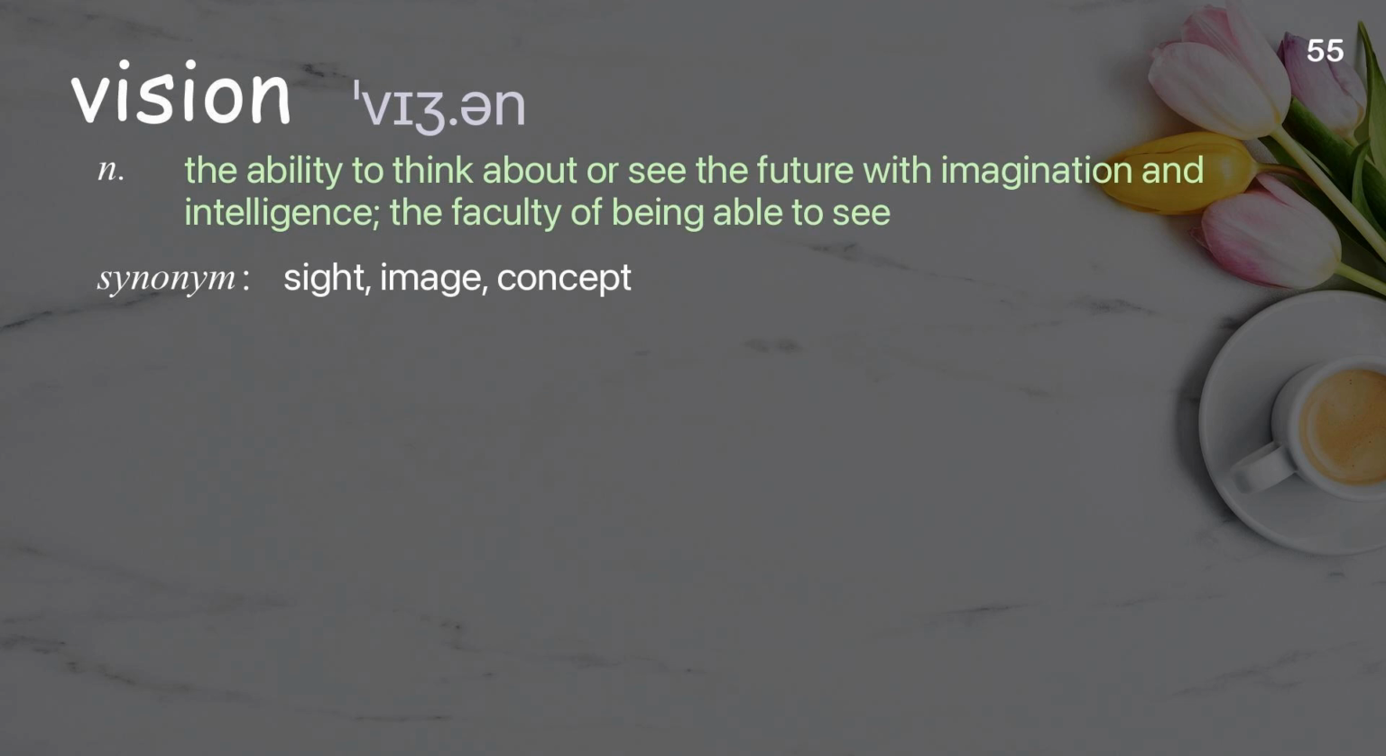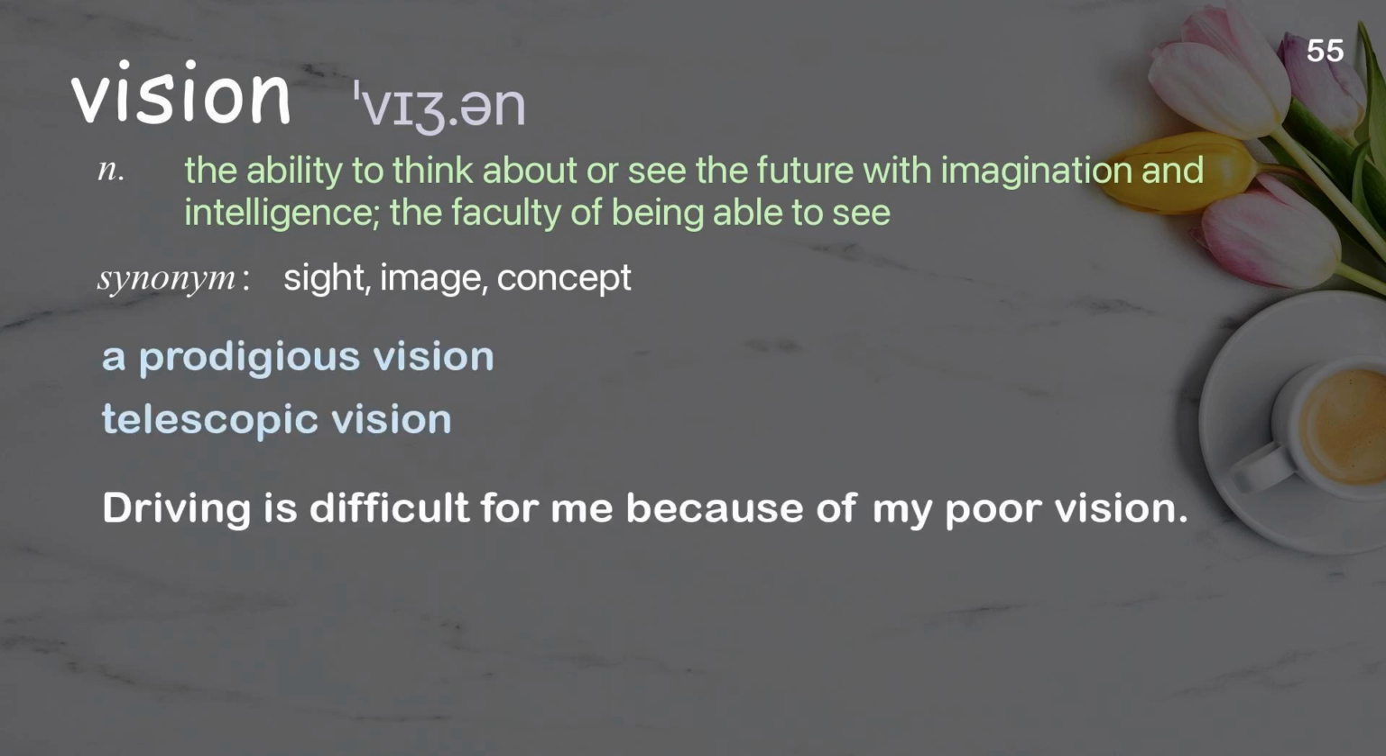Vision: The ability to think about or see the future with imagination and intelligence; the faculty of being able to see. Examples: A prodigious vision. Telescopic vision. Driving is difficult for me because of my poor vision.